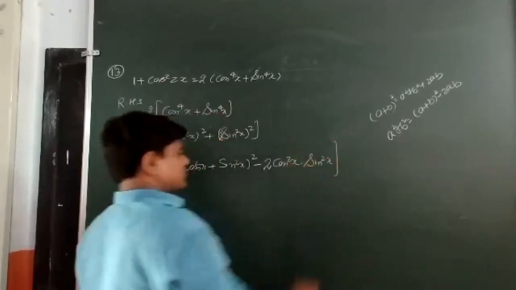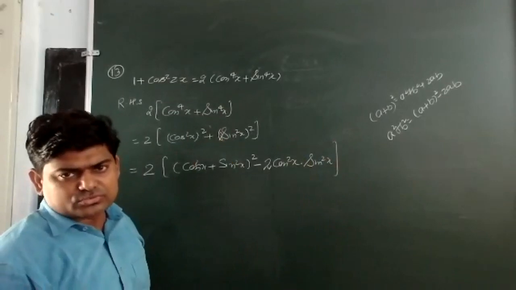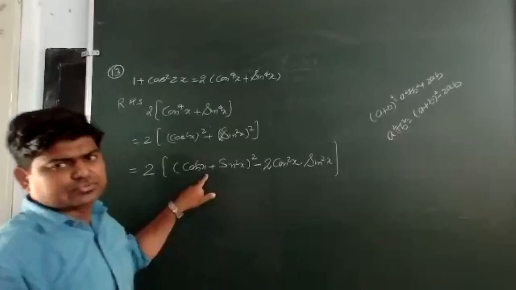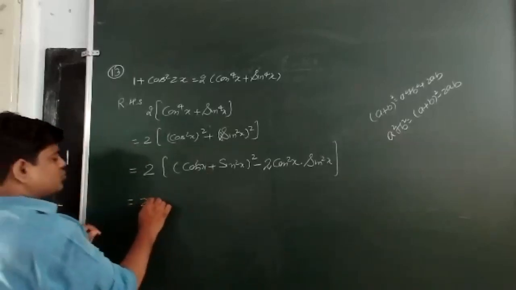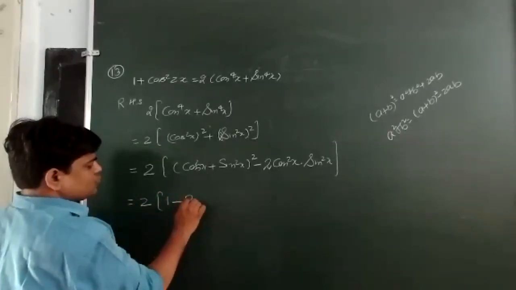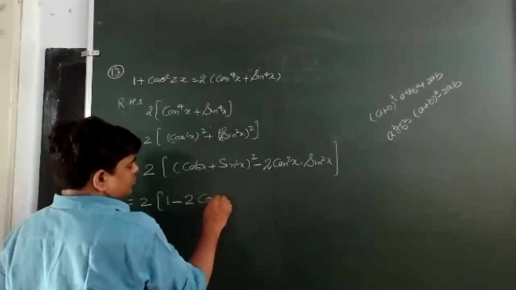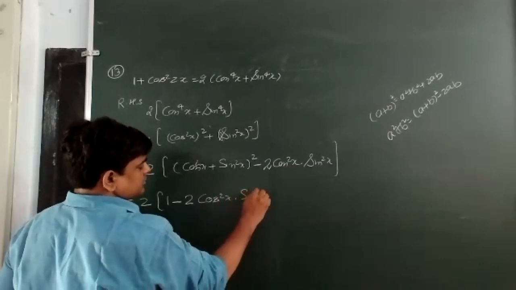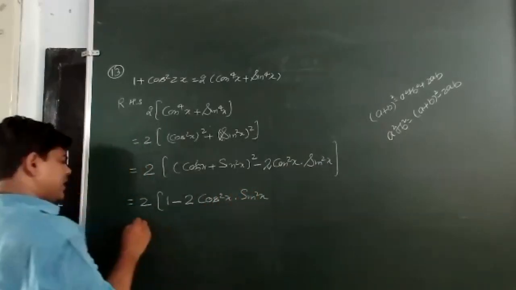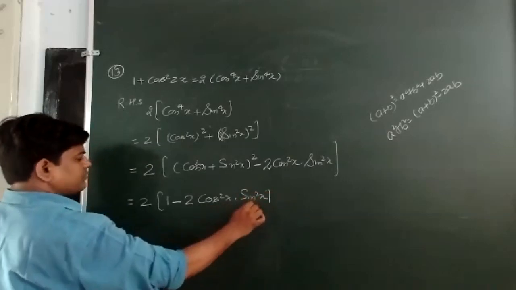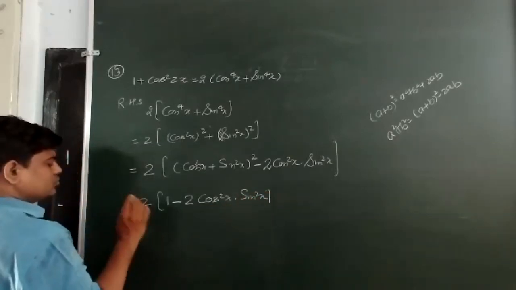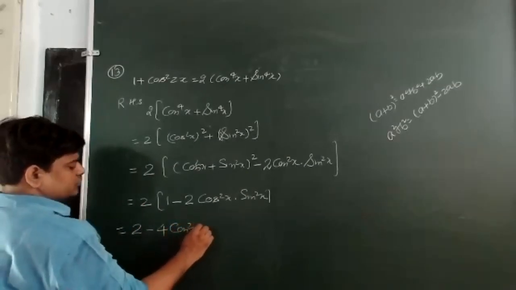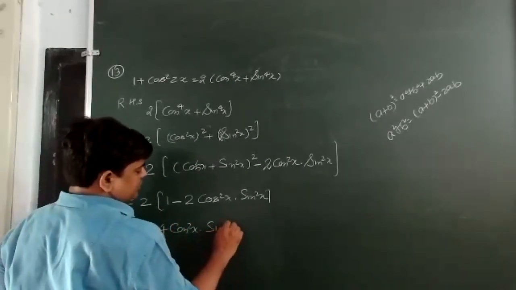Can I align or not? Say yes or no. And this one will be written as 1, because cos square x plus sin square x is 1. So it is now 2 into (1 minus 2 cos square x into sin square x). If I multiply by 4, definitely we will have 2 minus 4 cos square x and sin square x.